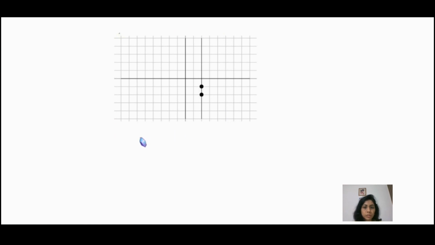Now this fourth question. Again write formula. Okay, so here going down 1, so negative 1, and no move right or left, so 0. And any number divided by 0 means undefined. And this is a vertical line, and a vertical line has undefined slope.